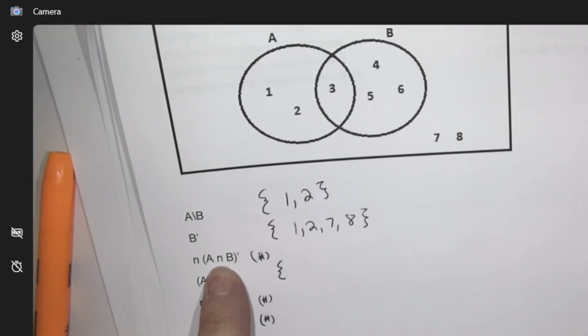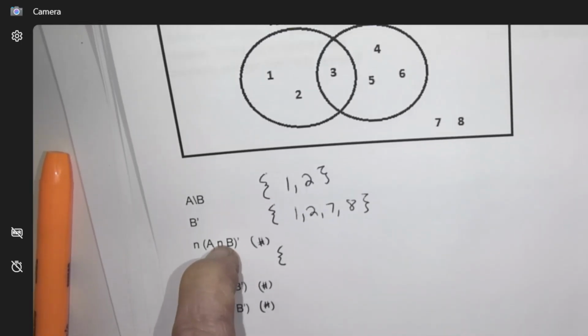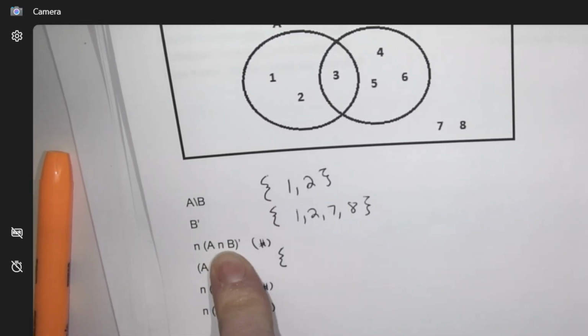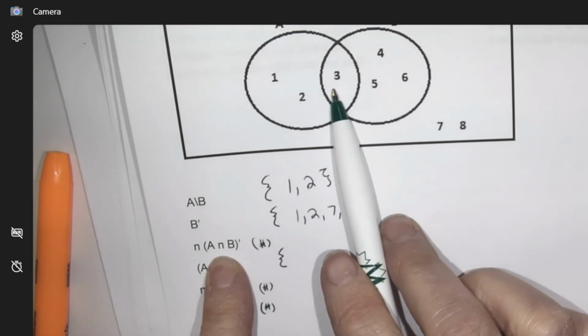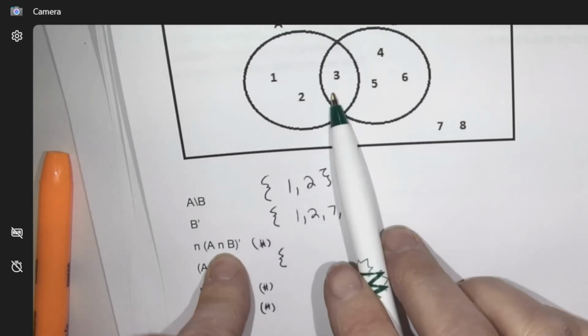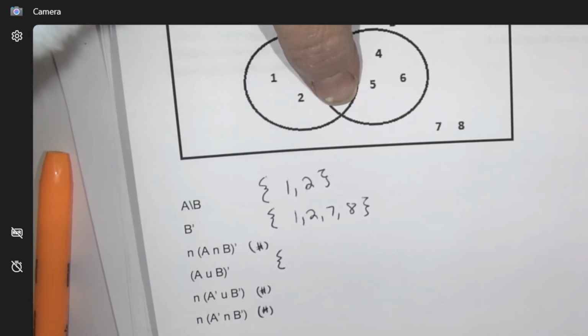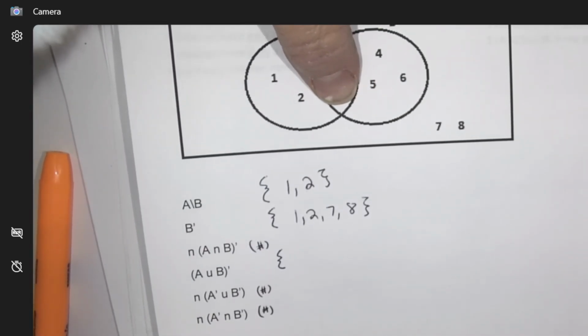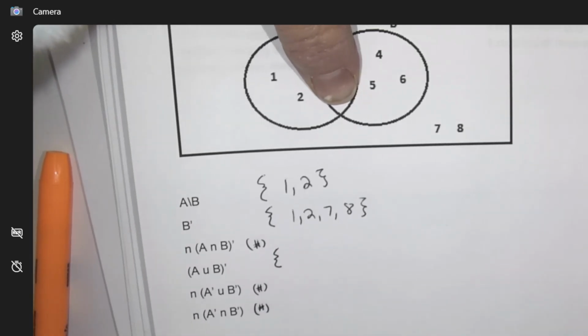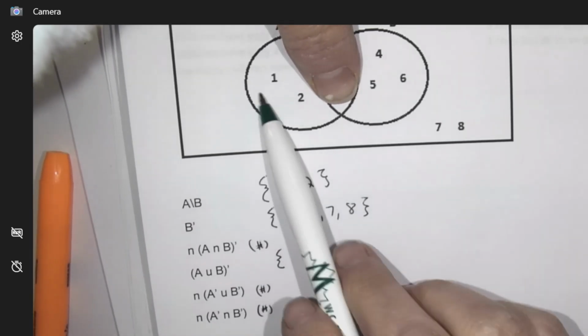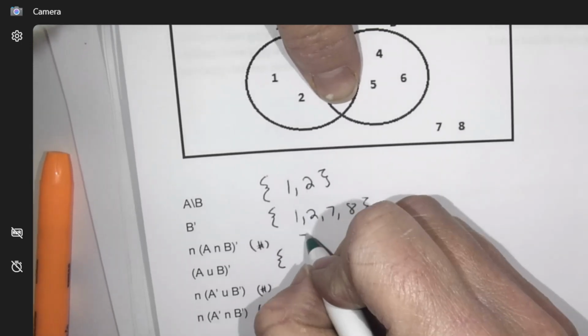The next one says A and B, but then not there. So let's talk about what A and B looks like. The overlap is the A and B, so I don't want to be there. So I'm going to cover up that. So how many, we're just doing a number, so how many digits do you see? So you see 7 items.